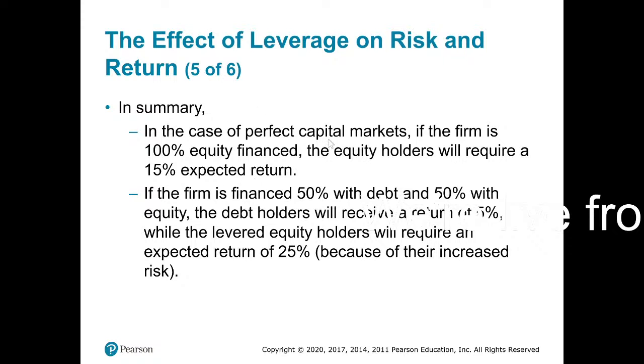So in summary, in a perfect market, if the company is 100% equity financed, the equity holder gets 15% return. If you change your capital structure, you can double your return from 15% to 25%, almost double. And I would encourage you to practice: why not use 80% leverage, 20% equity? What's our return?